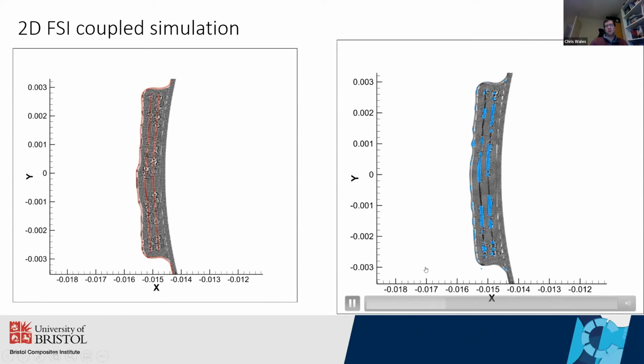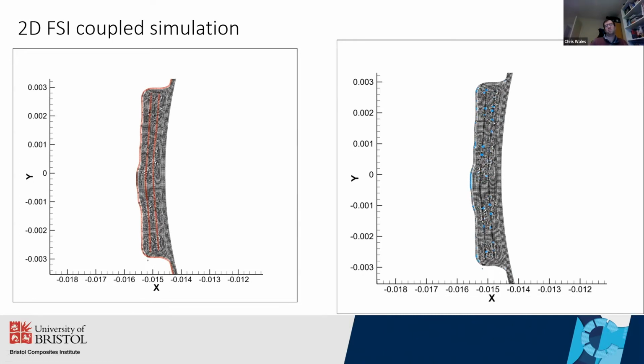Yeah, so one thing to note is this is 2D simulations, and we've got a very coarse representation of the gas region. It does end up with effectively the gas being covered by the resin, because it can't flow in and out of the simulation in the third direction.